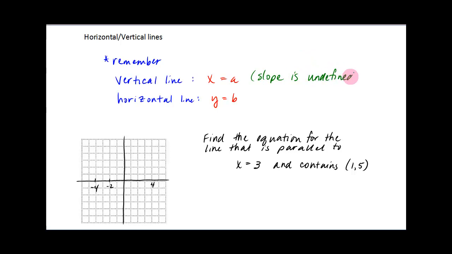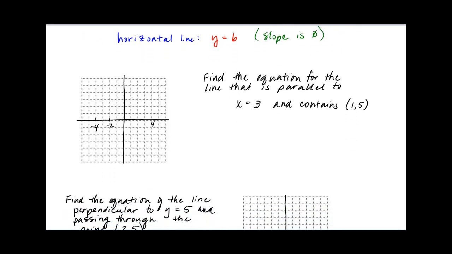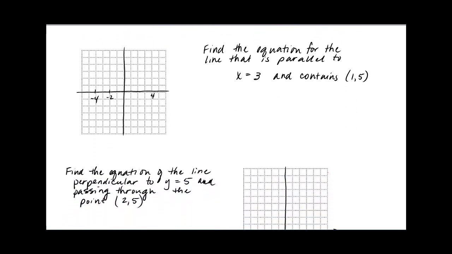And remember, when we're talking about parallel and perpendicular lines, we're always talking about their slopes. Horizontal lines, I know that its slope is always going to be 0. Okay, so let's keep that in mind, and let's come down here and say, what if I want to find the equation of the line that's parallel to x equals 3 and contains the point 1, 5.